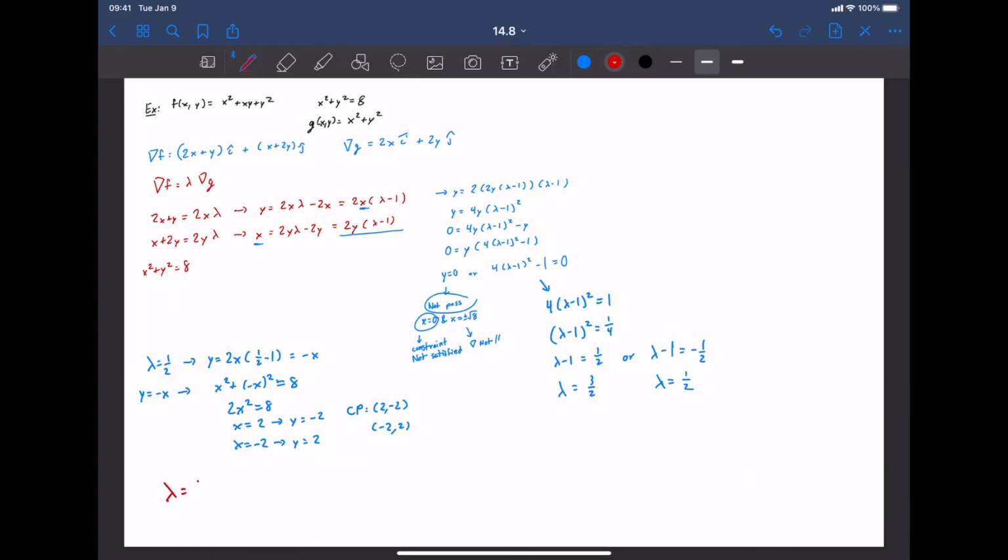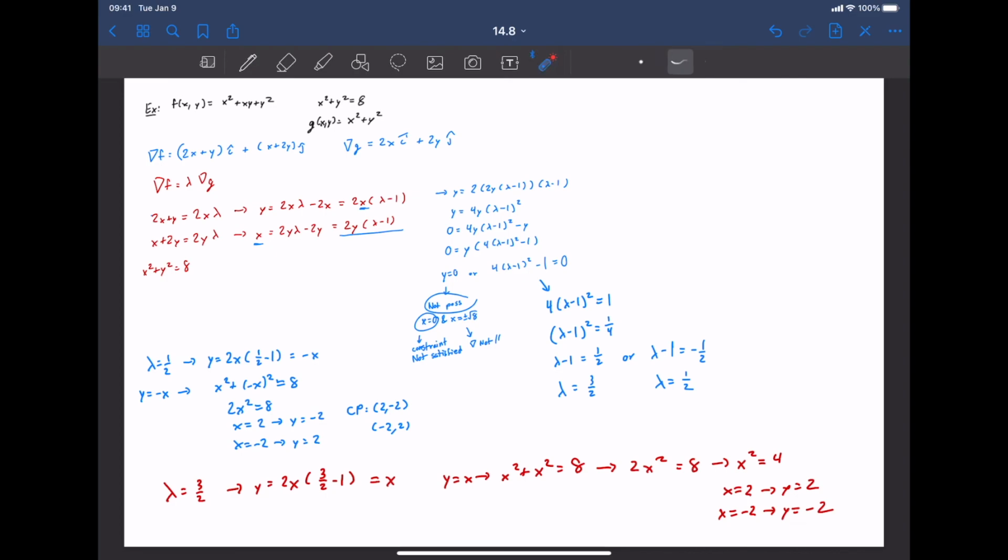What about λ equals 3/2? Well, then y would be 2x times 3/2 minus 1, or the line y equals x. y equals x would give us the equation x² plus x² equals 8. And we don't want to fool ourselves into thinking that this is redundant at all. 2x² equals 8. This work will look redundant, but x equals 2 now is paired with y equals 2 because they have the same sign, they're not opposites. And x equals negative 2 would give us y equals negative 2. The x work looks the same as the last time, but the y coordinates have ended up different because you're starting with different assumptions. Here y and x are opposites, here y and x are the same.